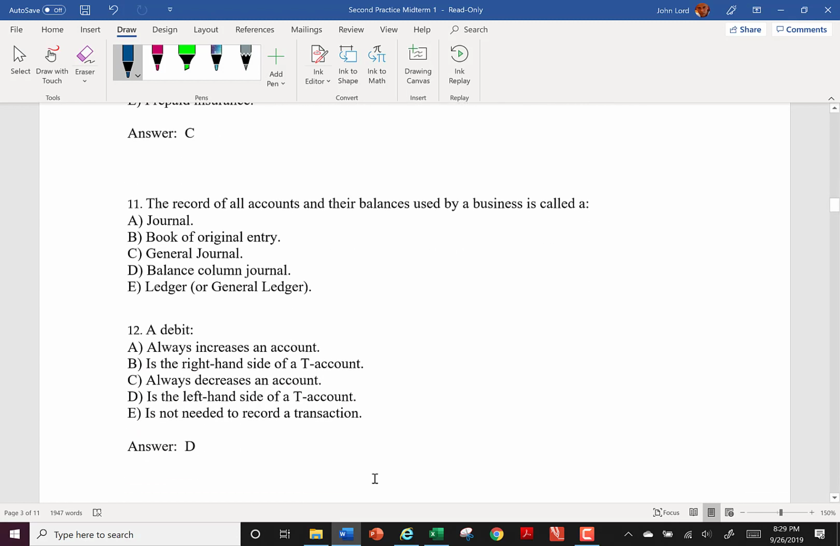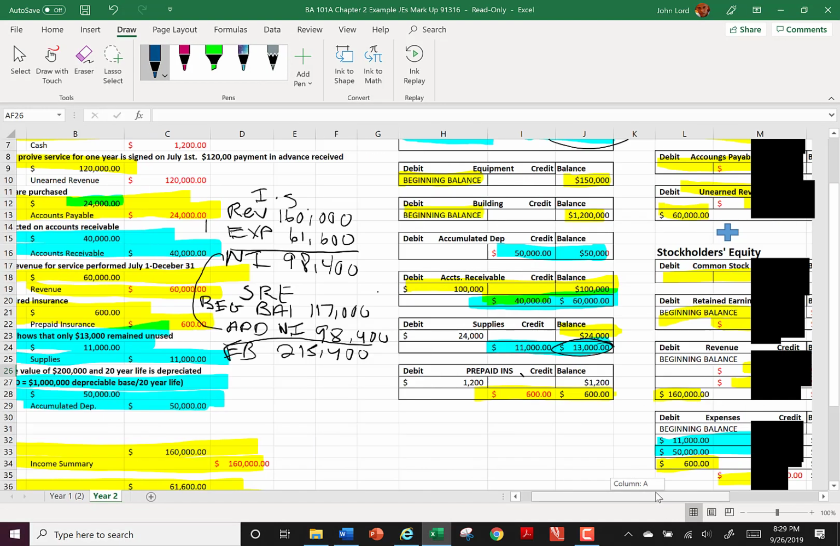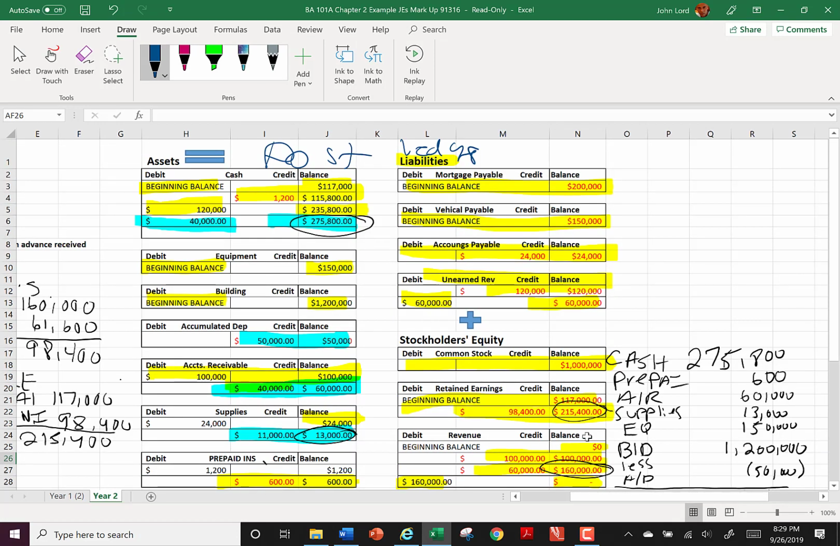The record of all accounts and their balances is called the general ledger. We post to the ledger, and when we post to the ledger, we see all the accounts and their balances, don't we, in the ledger? Year one, year two.